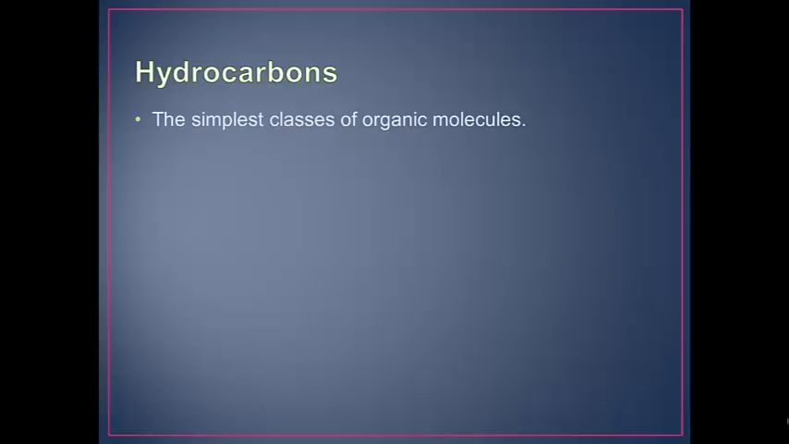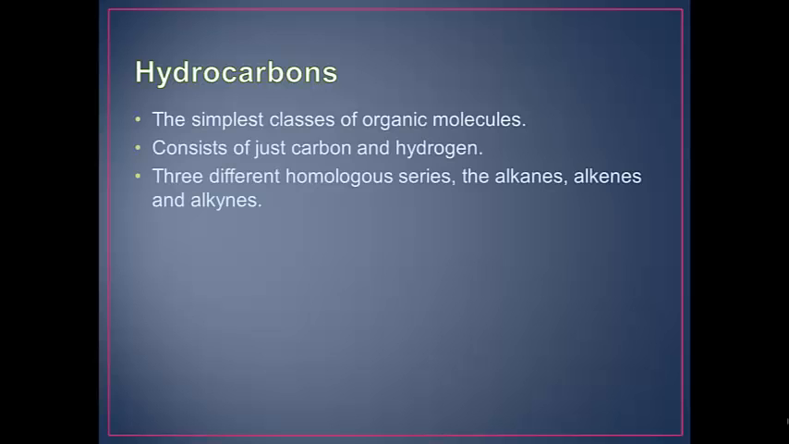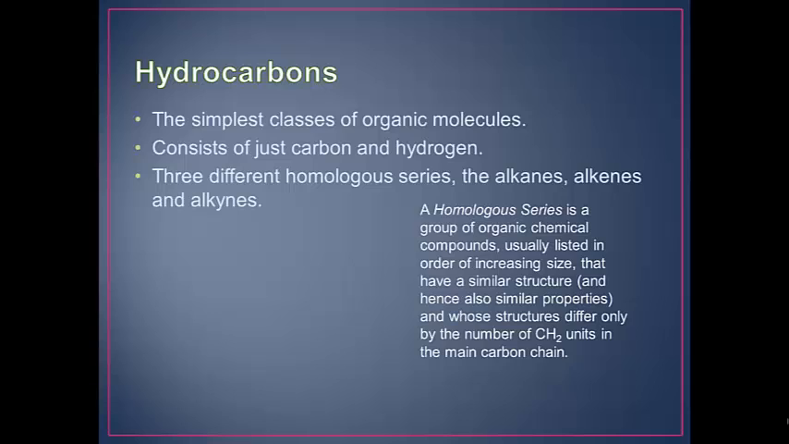Hydrocarbons are the simplest class of organic molecules. They shockingly only contain hydrogen and carbon. There's 3 different homologous series of hydrocarbons called the alkanes, alkenes, and alkynes. And if you remember from honors or Regents, these just differ in terms of their bond structure. A homologous series is a group of organic chemical compounds, usually listed in order of increasing size, that have a similar structure and similar properties, and they only differ by the number of carbons that they have.